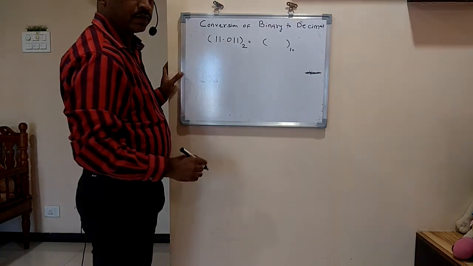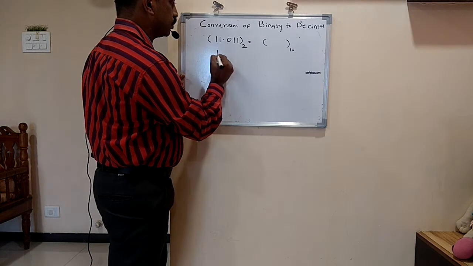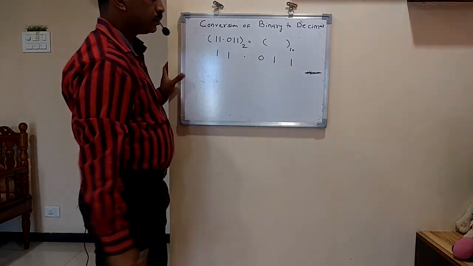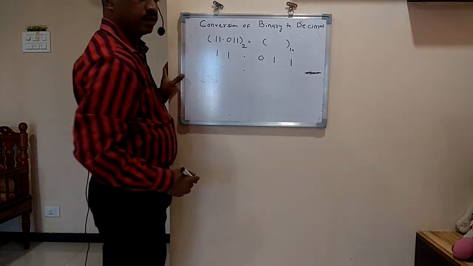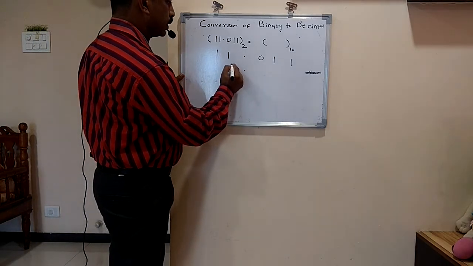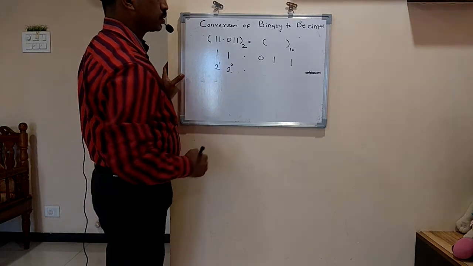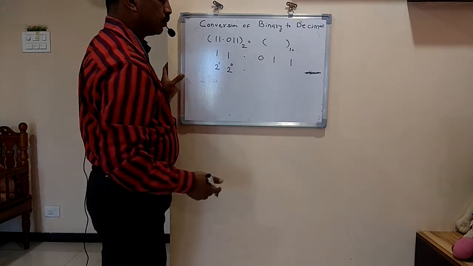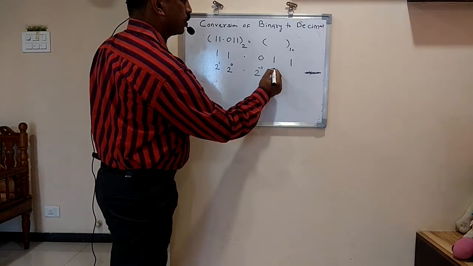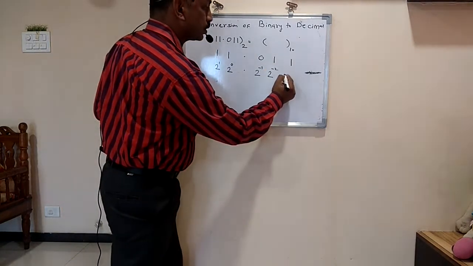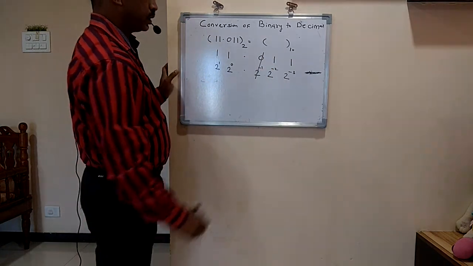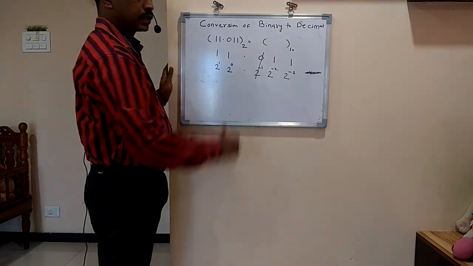So first step, write down the binary number. Binary number is 11.011. Give binary point. Towards left side of the binary point, give the binary weight 2 raised to 0, 2 raised to 1. Towards the right side of the binary point, give the binary weight 2 raised to power minus 1, 2 raised to power minus 2, 2 raised to power minus 3. Third step: discard 0. If any 0 is there, discard 0.